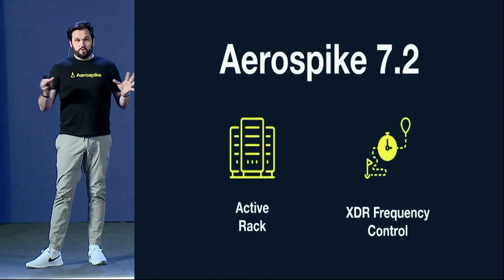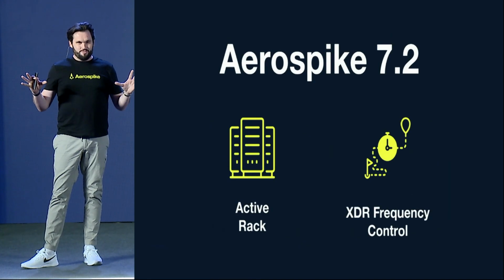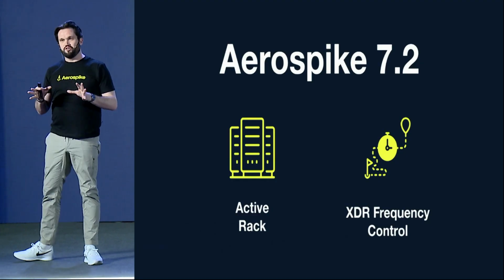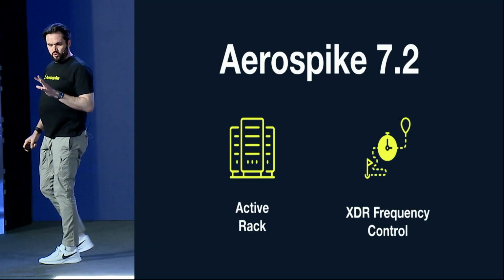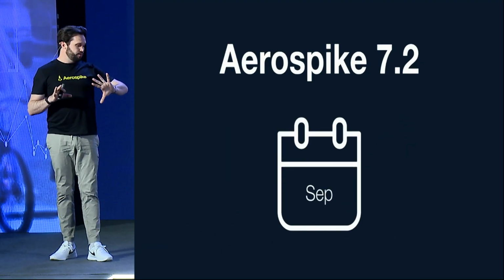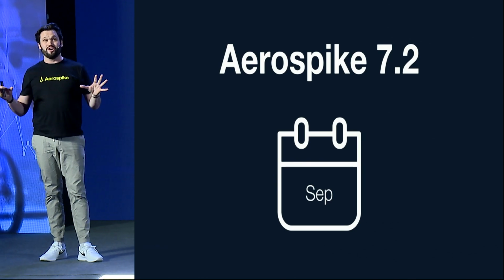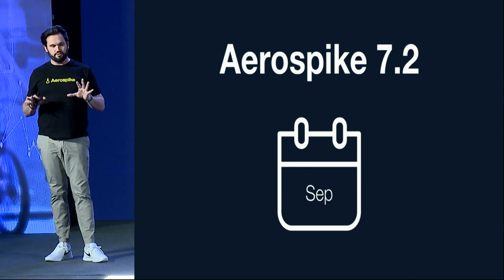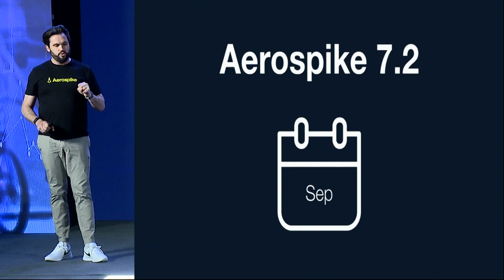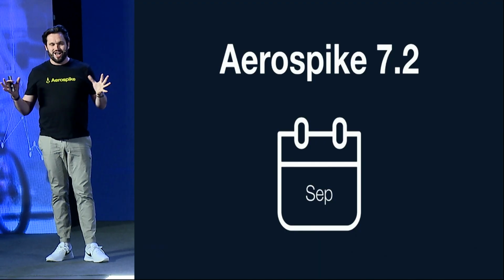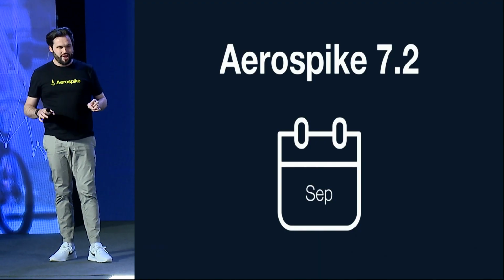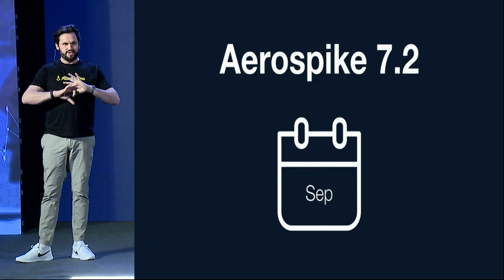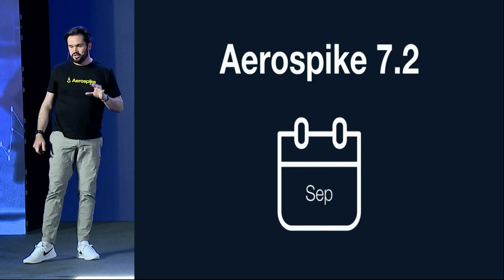So that is Aerospike 7.2. Just as a reminder, active rack and XDR frequency control, and we're expecting this to land in September, which, as you know, is the month we're currently in. So we're talking about just a few weeks here for Aerospike 7.2. If you want to get it early, come and chat with me or chat with your account manager, but otherwise you should expect to see this on our blog and in our social in the next few weeks.